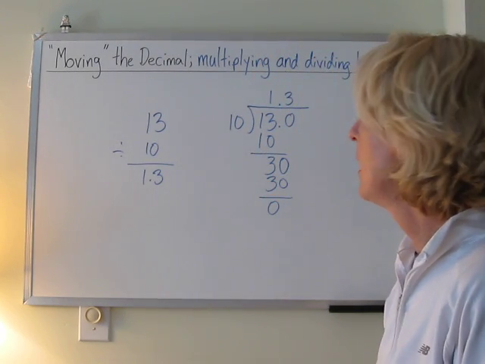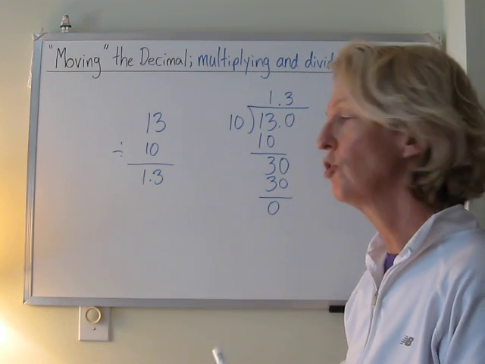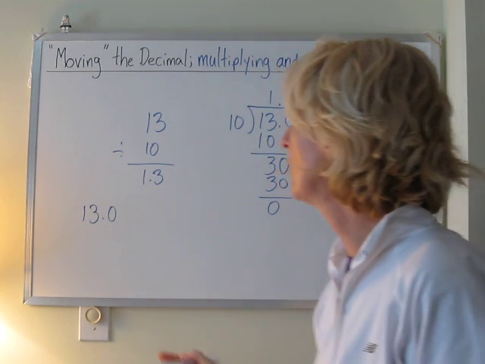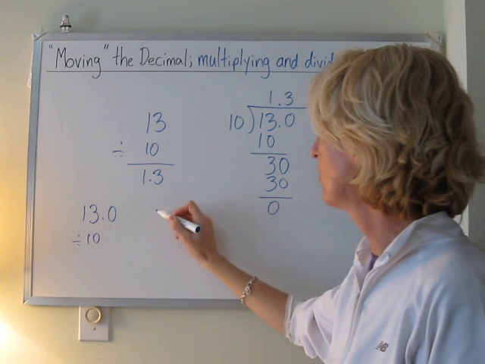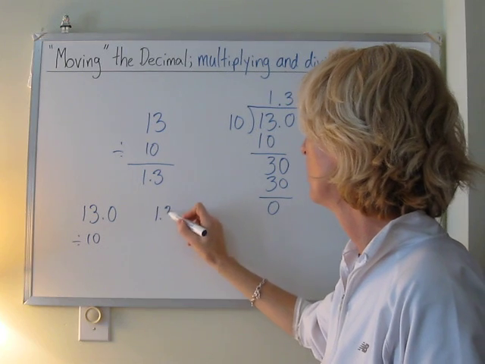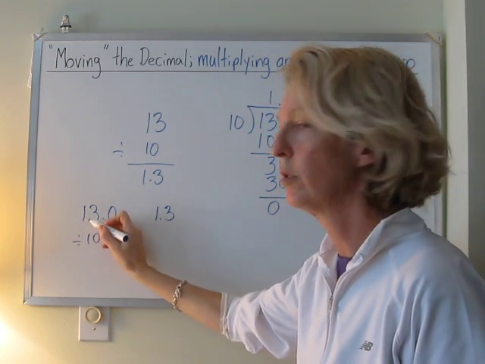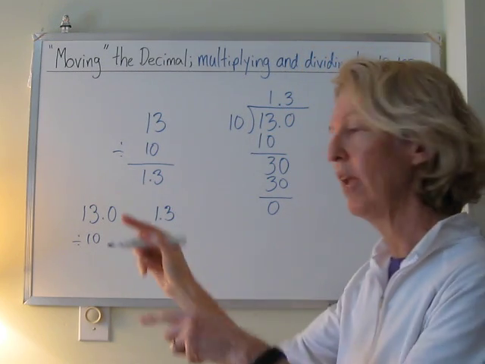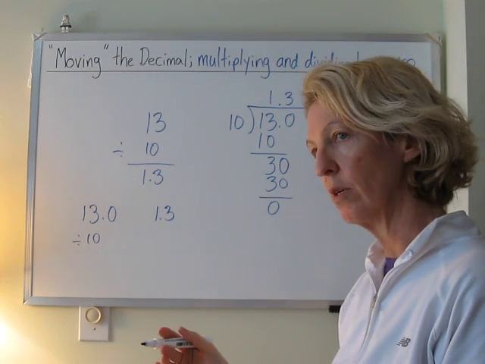Now, can you see how the decimal is moved when we've divided? What direction? We started out with 13, our whole number of 13. We divided that by 10, and what was our answer? 1.3. What direction has the decimal moved? Left. Yeah, that way. So when we divide, the number gets smaller.